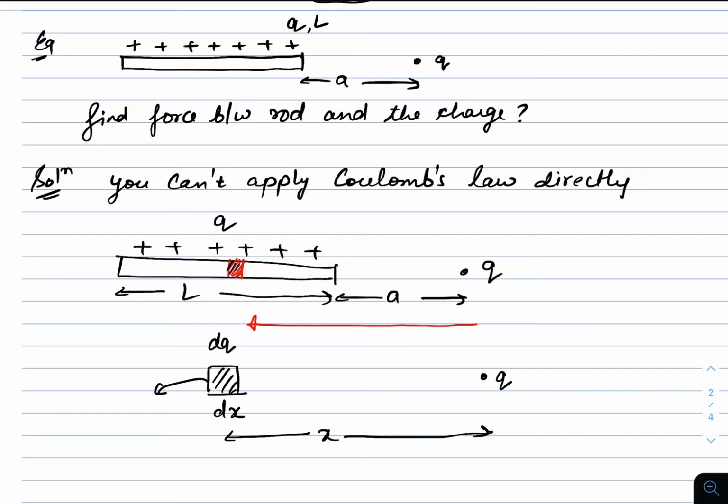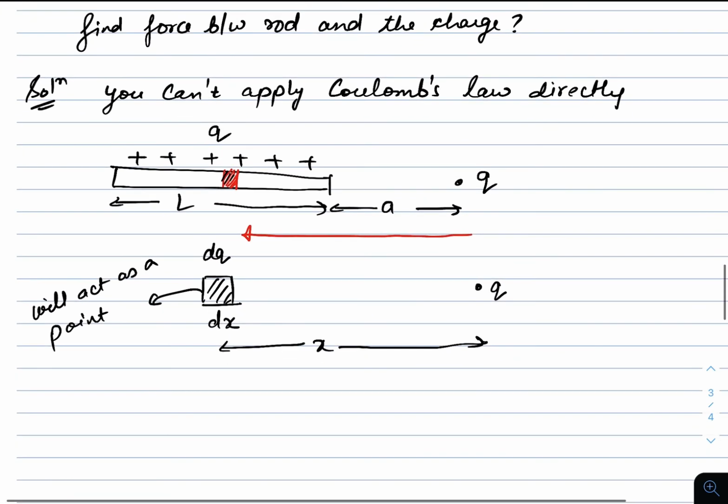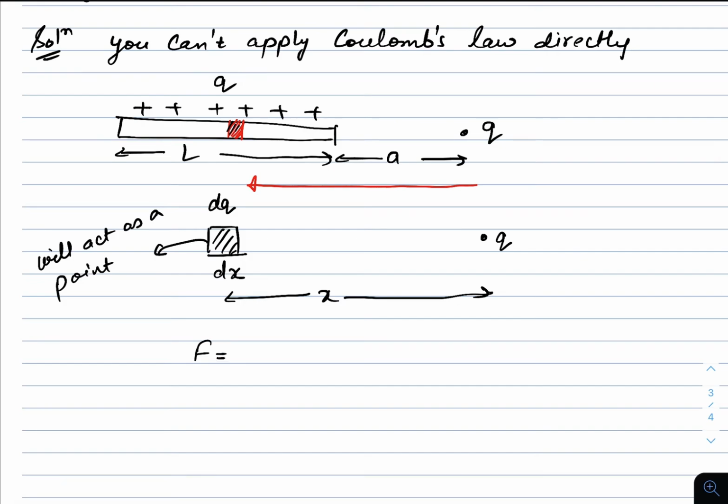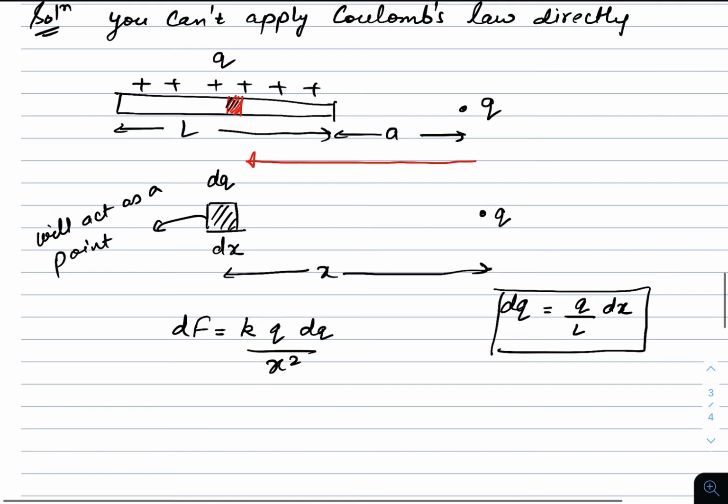Now this dq will act as a point charge because it is very small. dq itself says I am a very small charge, dx itself says I am a very small distance. So by applying Coulomb's law we can say that dF is equal to k q dq divided by x square. This will be the small force, and by integrating it we will get the value of force. First of all we have to find the value of dq. dq can be written as Q by L into dx.